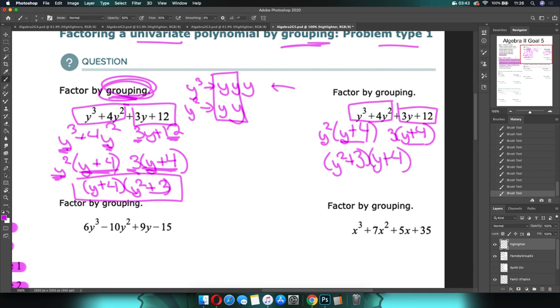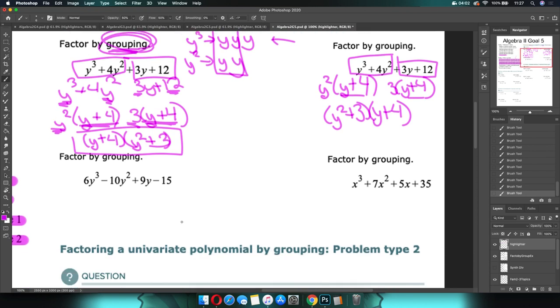And you'll take note, my y squared plus 3 is listed second here, and then it's my first binomial here. That's to say that, and this is a throwback to a chapter 1 topic, this is called the commutative property of multiplication. The order of your parentheses doesn't matter so long as your parentheses match.